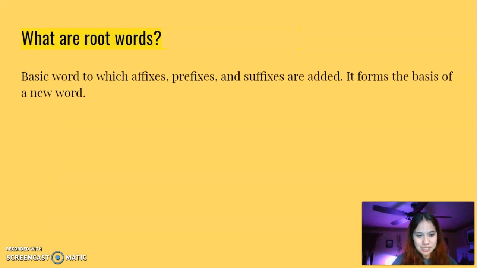So what are root words? I mentioned earlier in this lecture base words, which is pretty much the same thing. A root word, can somebody read the definition for me? Right, a basic word to which affixes, prefixes, and suffixes are added. It really forms the basis of a new word. So let's say we got the word right here, and then we add something to the front, something to the back, and now we got a whole new word. So for example, okay, somebody give me a good root word.